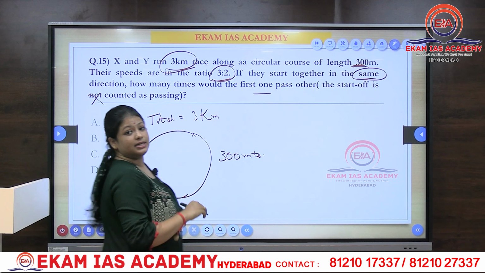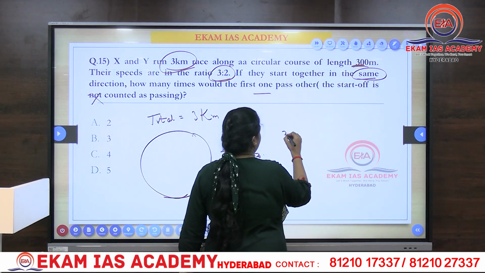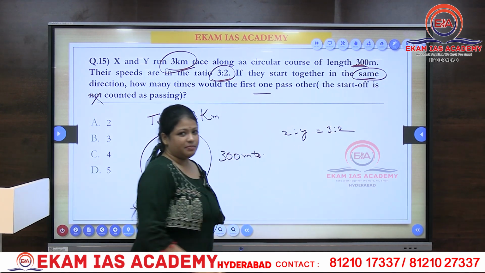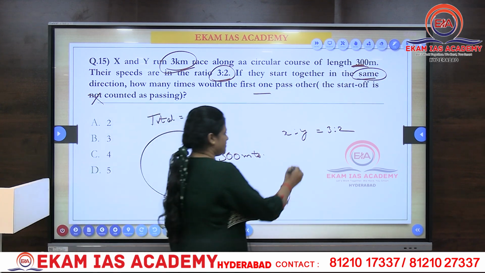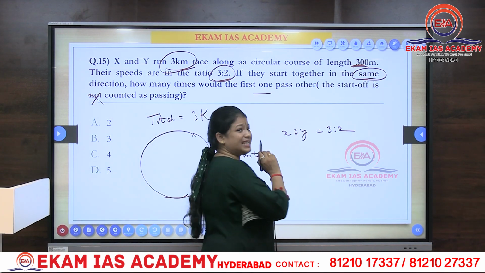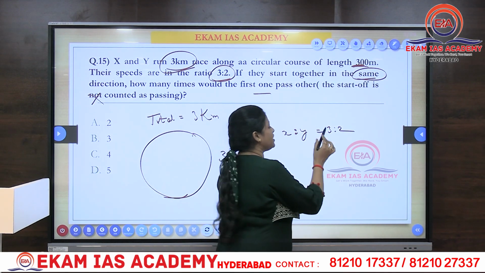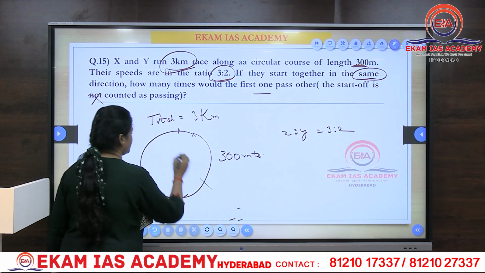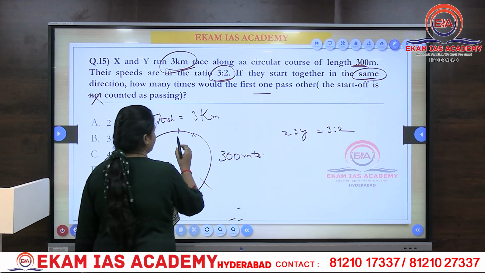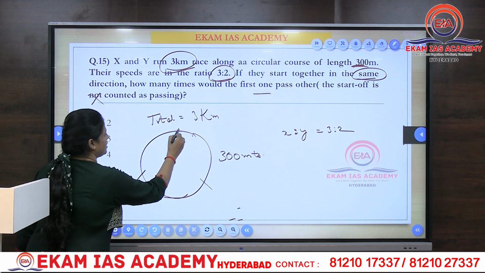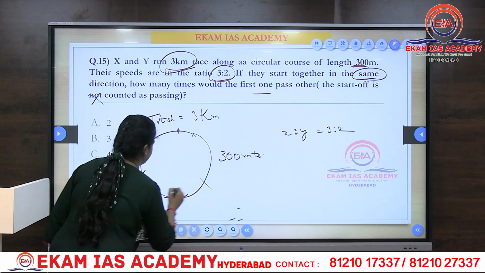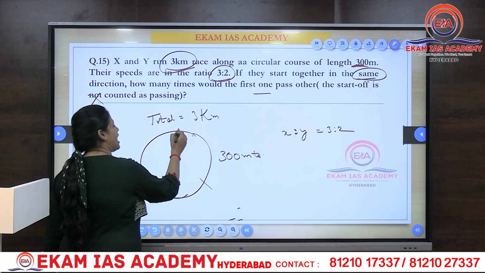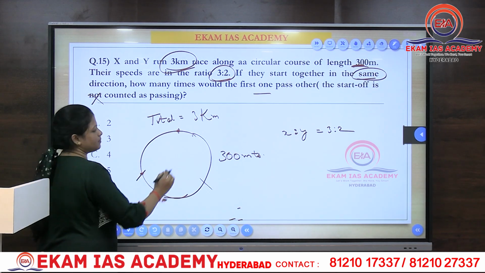Okay, and the ratio of their speeds, if we take it as x and y, x is to y is equal to 3:2. That means if x completes 300 meters, y can only complete 200 meters. I'll show you. I'll divide this track into 100, 100, 100. So if x completes 1, 2, 3, 300, y will be at 1, 2 at this point only. So x reaches the starting point for every round.